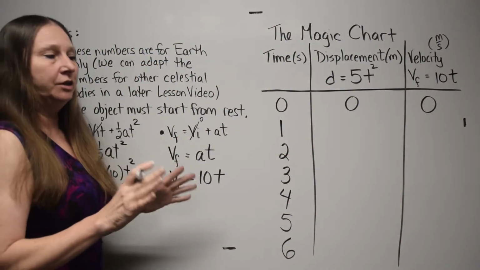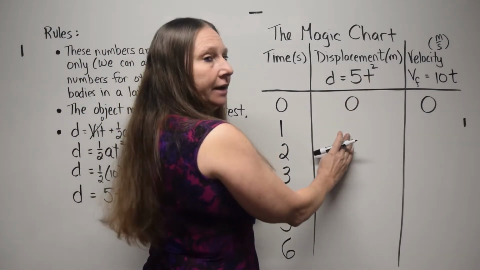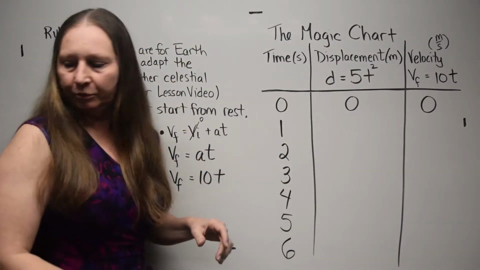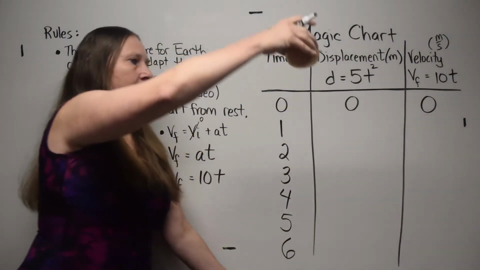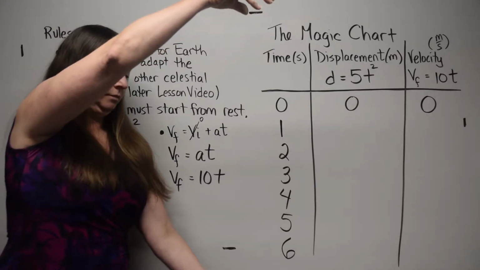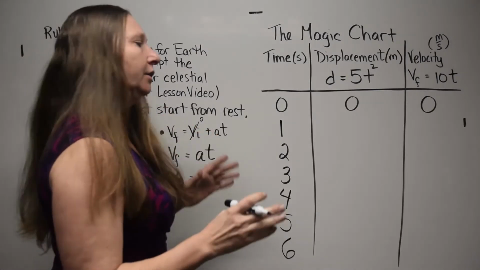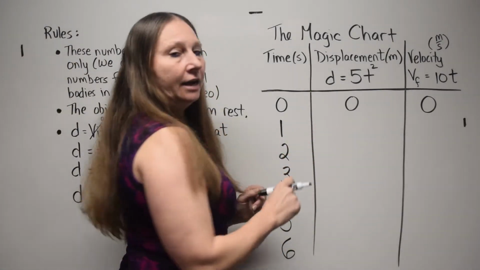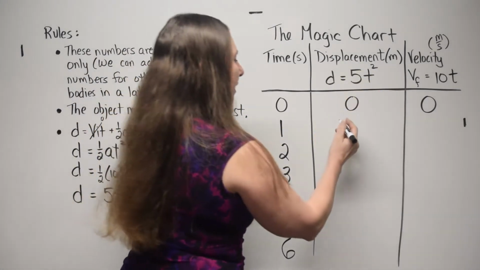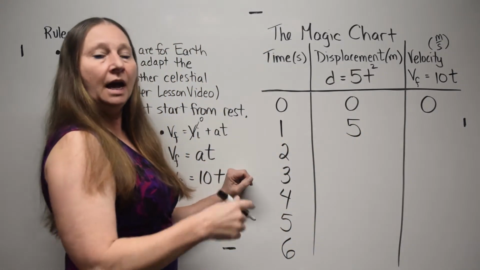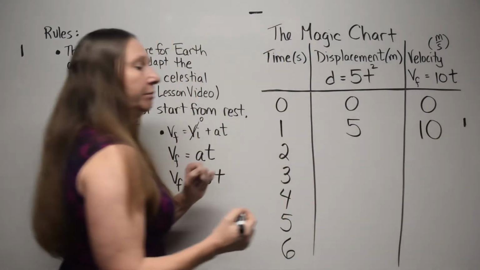Now watch how simple this is. After 1 second, when the time is 1, how far down has the object fallen? Remember, we take an object. Let me grab my apple again. We take an object, and we drop it from rest. After 1 second of falling, how far down is it? t is 1, 1 squared is 1, times 5 is 5. How fast is it going after 1 second? 10 times 1, it's going at a speed of 10 meters per second.